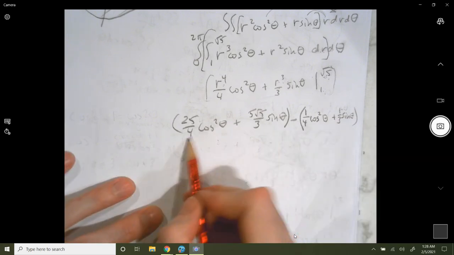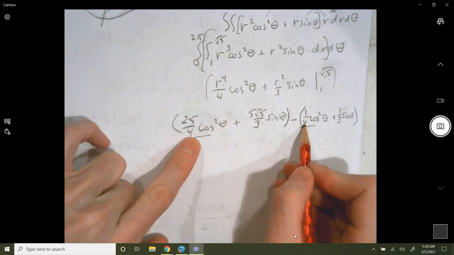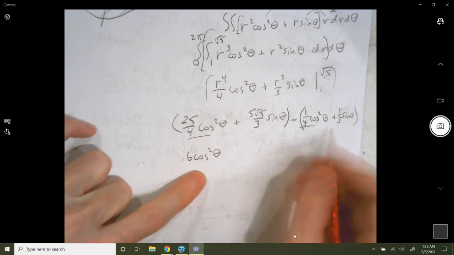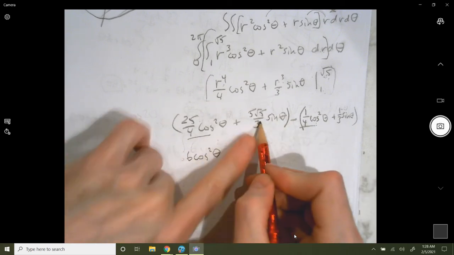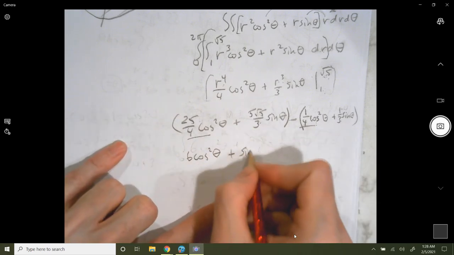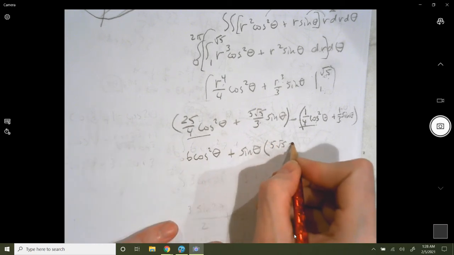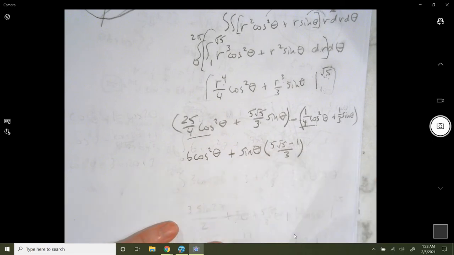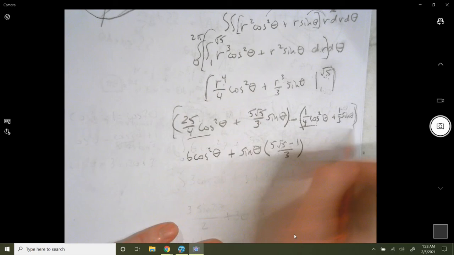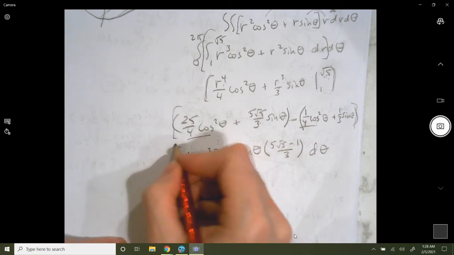Okay, let's simplify this. This minus this gives me 25/4 minus 1/4, 24/4, 6 cosine squared theta. And then I've got this minus this, so plus, I could factor out the sine theta. And I'm left with 5 rad 5 minus 1 over 3. I remember this is all inside of my first integral. So now I integrate this with respect to theta, 0 to 2 pi.